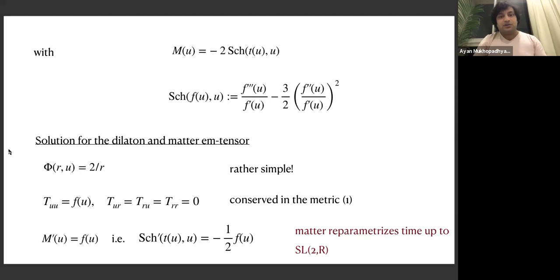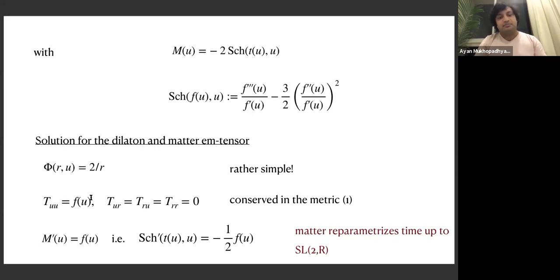So now the solution for the dilaton and the energy-momentum tensor also turns out to be very simple. The solution for the dilaton is simply 2 by r. Actually, this factor of 2 is because of a Dirichlet boundary condition, which we simply choose. It can be anything else. It's simply set by an appropriate Dirichlet boundary condition. And then the matter that is inside, we can take it to be null. And we will see why in our case we need only consider null matter.